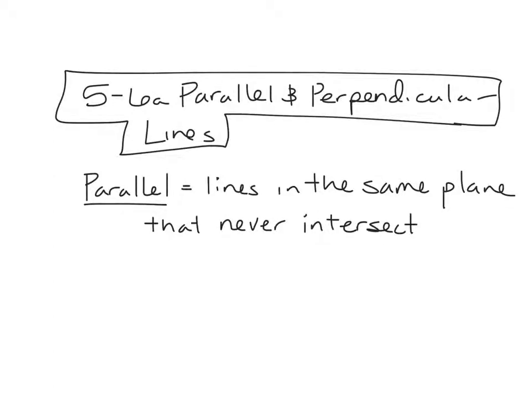Okay, parallel lines are lines in the same plane that never intersect. So they might look like this, right? These two lines are never going to meet. The way that we mark lines parallel, just for future reference, is we put a little arrow on them. That means they are parallel to each other. So those would be parallel. These would be parallel. No matter how far they go, they're never going to touch each other. Okay, those are parallel lines.